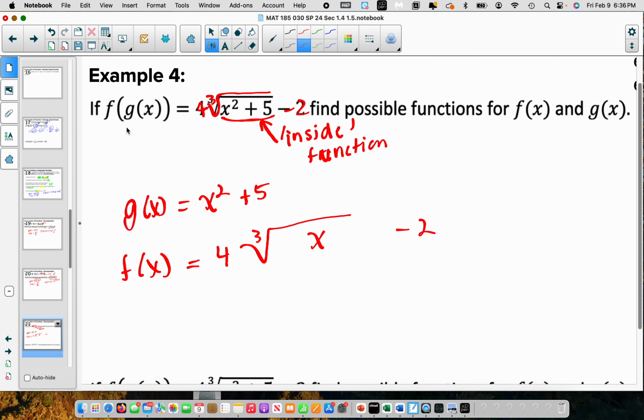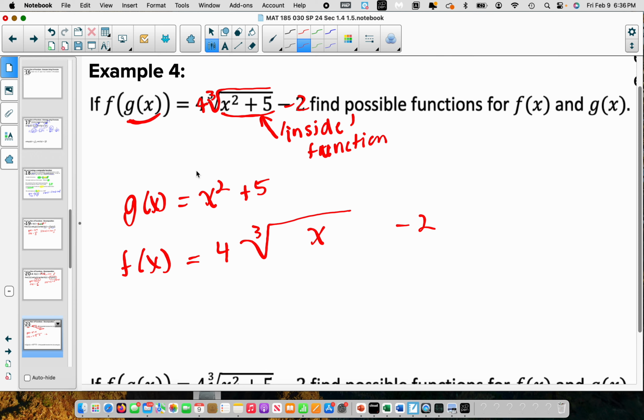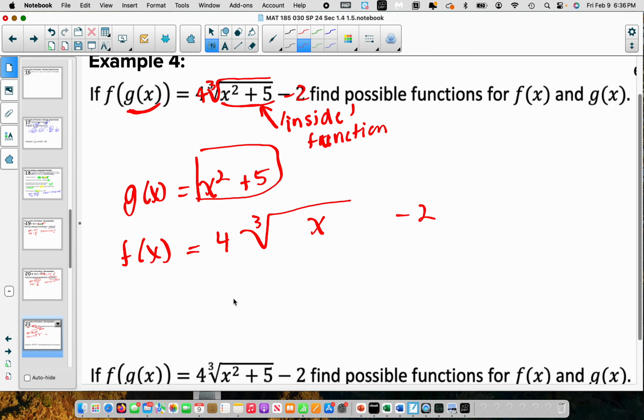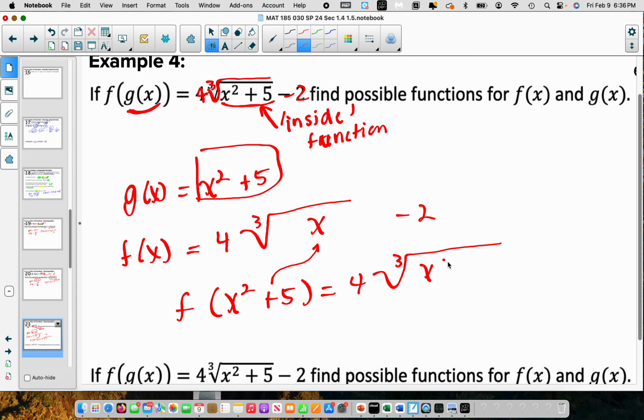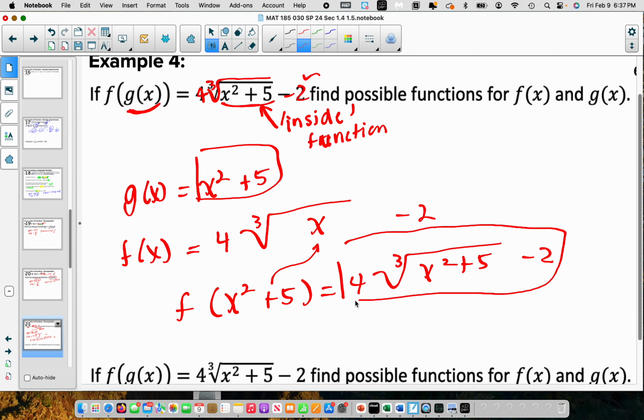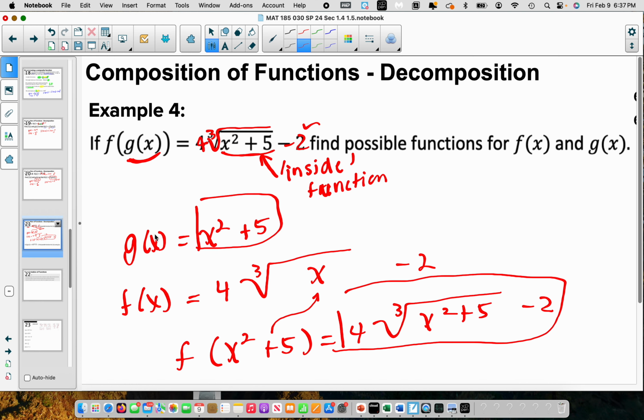Let's put it together. If I evaluate my inside function, g of x is equal to this term here. So f of x squared plus 5 is equal to, everywhere I see an x, I'm going to put an x squared plus 5. So that's 4 times the cube root of x squared plus 5, minus 2, which is exactly what I have there. And that's it.